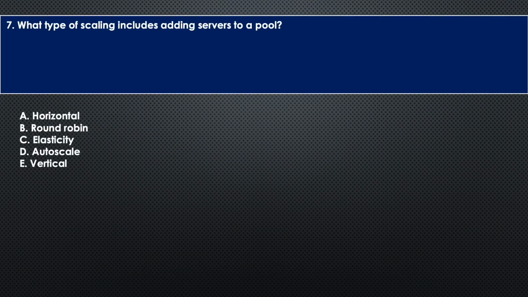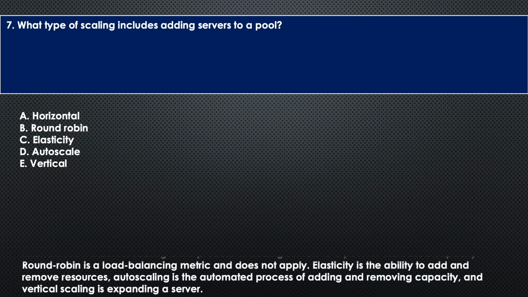7. What type of scaling includes adding servers to a pool? A. Horizontal. B. Round robin. C. Elasticity. D. Autoscale. E. Vertical. Answers: A. Horizontal scaling is the process of adding servers to a pool for increased capacity. Round robin is a load balancing metric and does not apply. Elasticity is the ability to add and remove resources. Autoscaling is the automated process of adding and removing capacity, and vertical scaling is expanding a server.